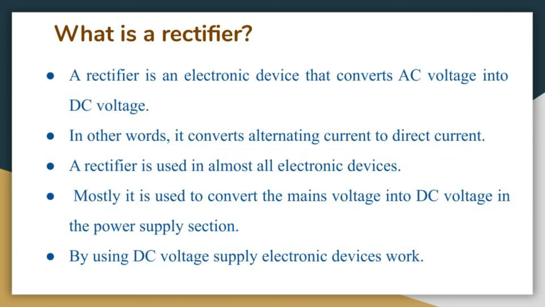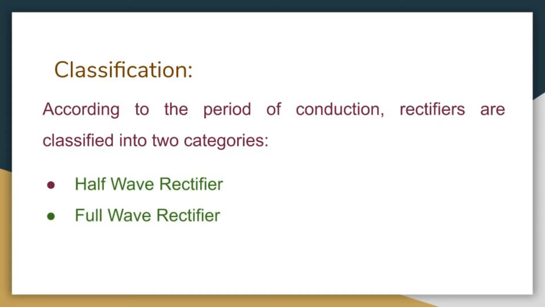What is a rectifier? A rectifier is an electronic device that converts AC voltage into DC voltage. In other words, it converts alternating current to direct current. A rectifier is used in almost all electronic devices. Mostly it is used to convert the mains voltage into DC voltage in the power supply section. By using DC voltage supply, electronic devices work.